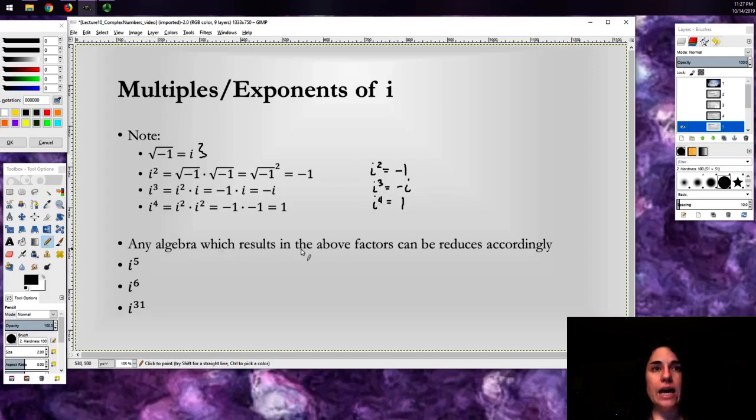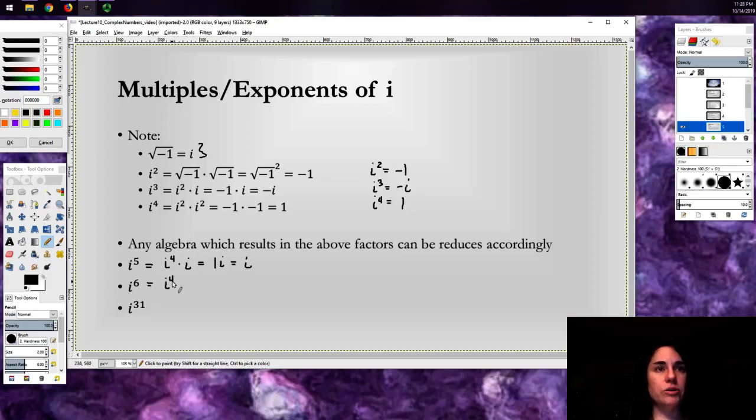So these are the base exponents of i. If I move on to any algebra which results, we can use the above factors accordingly. So if I want to use i to the 5th power, I'm going to recognize that as i to the 4th times i. i to the 4th is 1, and i is i. So i to the 5th power is just i back again to the 1st power. Interesting. So all of the exponents of i can be reduced down to i squared, i cubed, i to the 4th. All of them can be reduced down to a factor of i multiplied by a positive or negative constant.